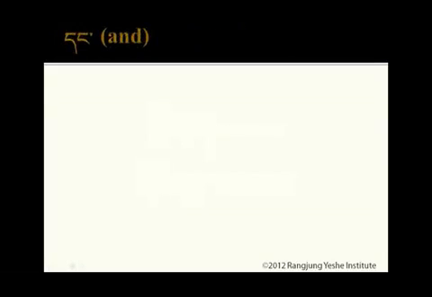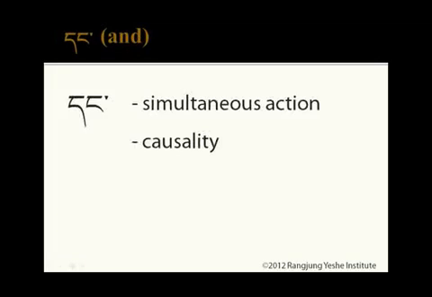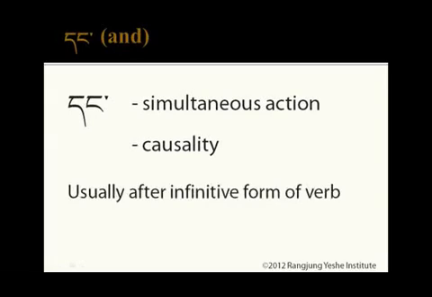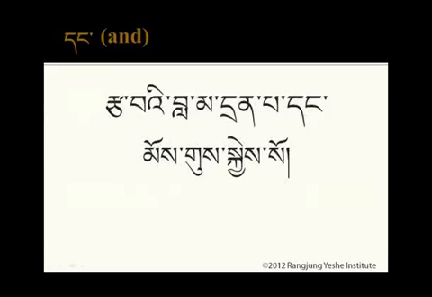The particle dang, which we previously learned can mean and, can also be placed between sentences. It connects two sentences together, frequently indicating that the verbs in both sentences are occurring simultaneously or in a relation of causality. If dang comes after a verb, it is usually found after the infinitive form of the verb. Let's look at an example. Tsawe lama dempa dang mo gu kyeso.